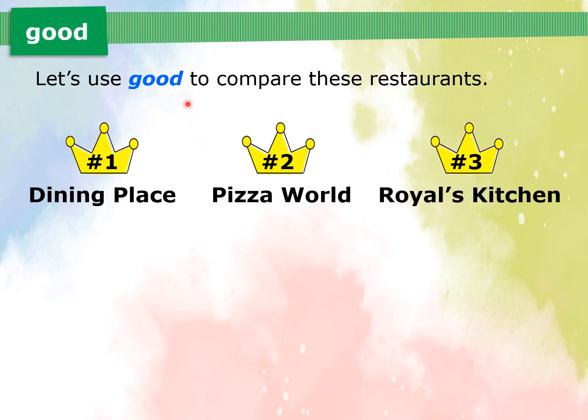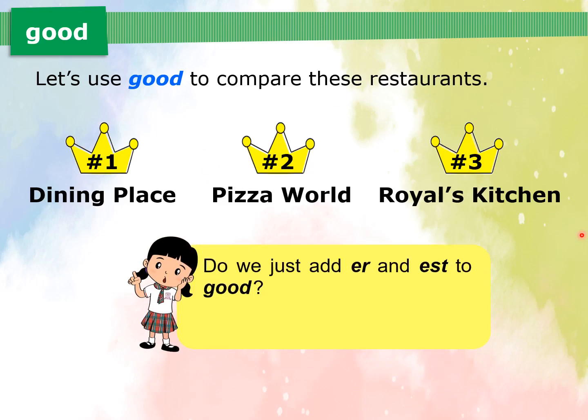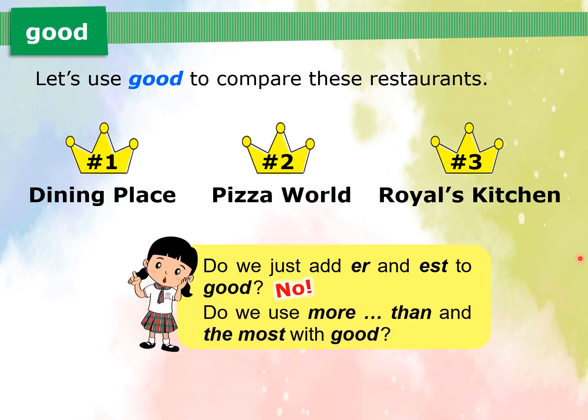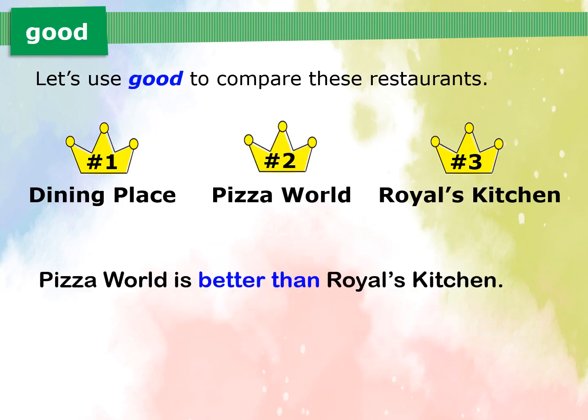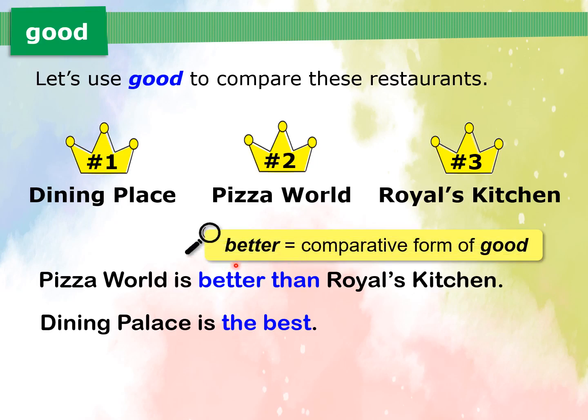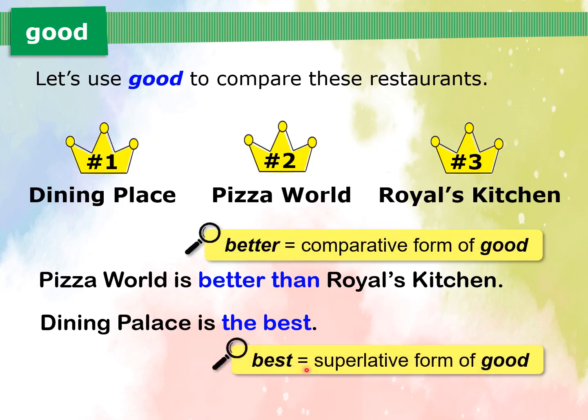Now, let's use good to compare these three restaurants. Do we just add er and est to good? No. Do we use more than and the most with good? No. Pizza World is better than Royal's Kitchen. Dining Palace is the best. Better is the comparative form of good. Best is the superlative form of good.